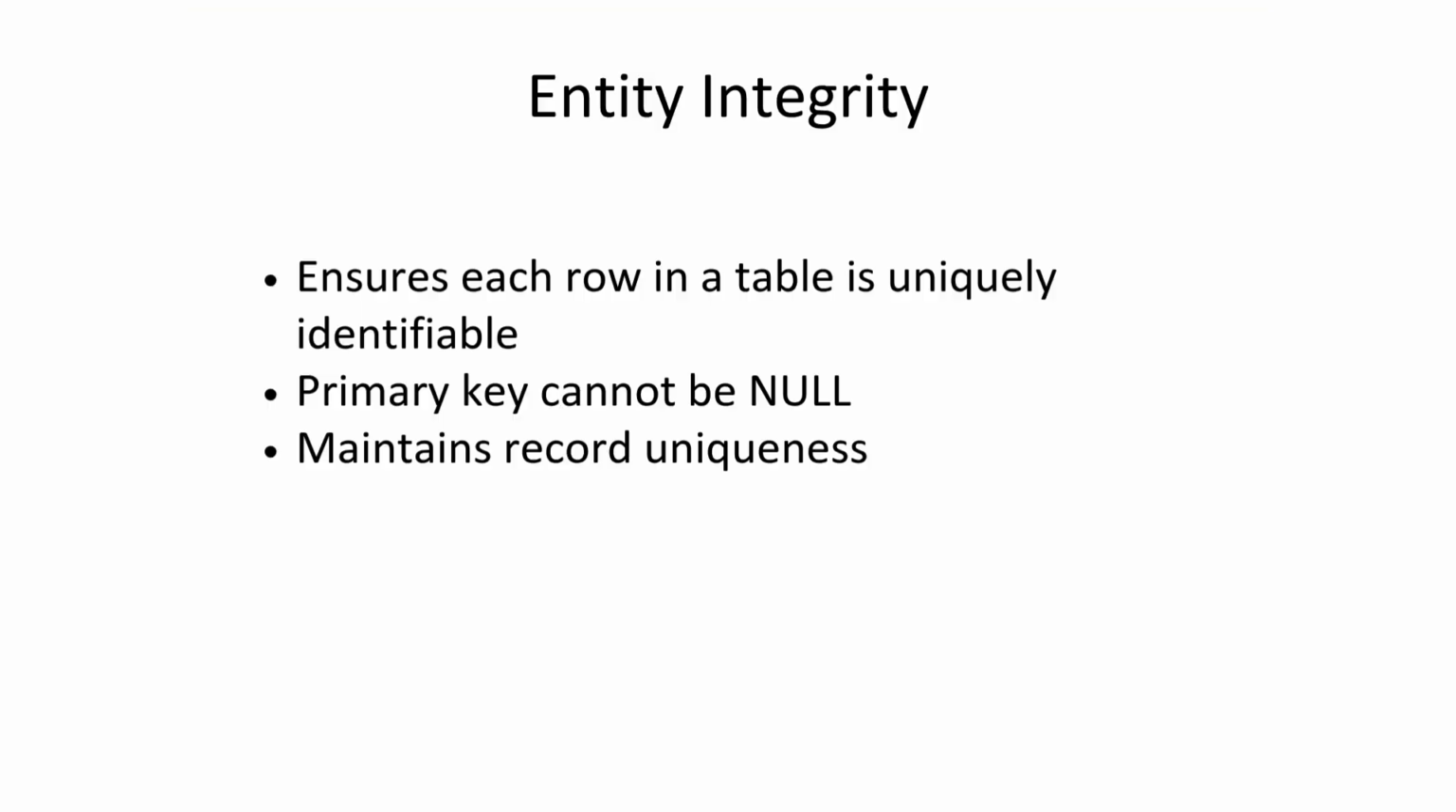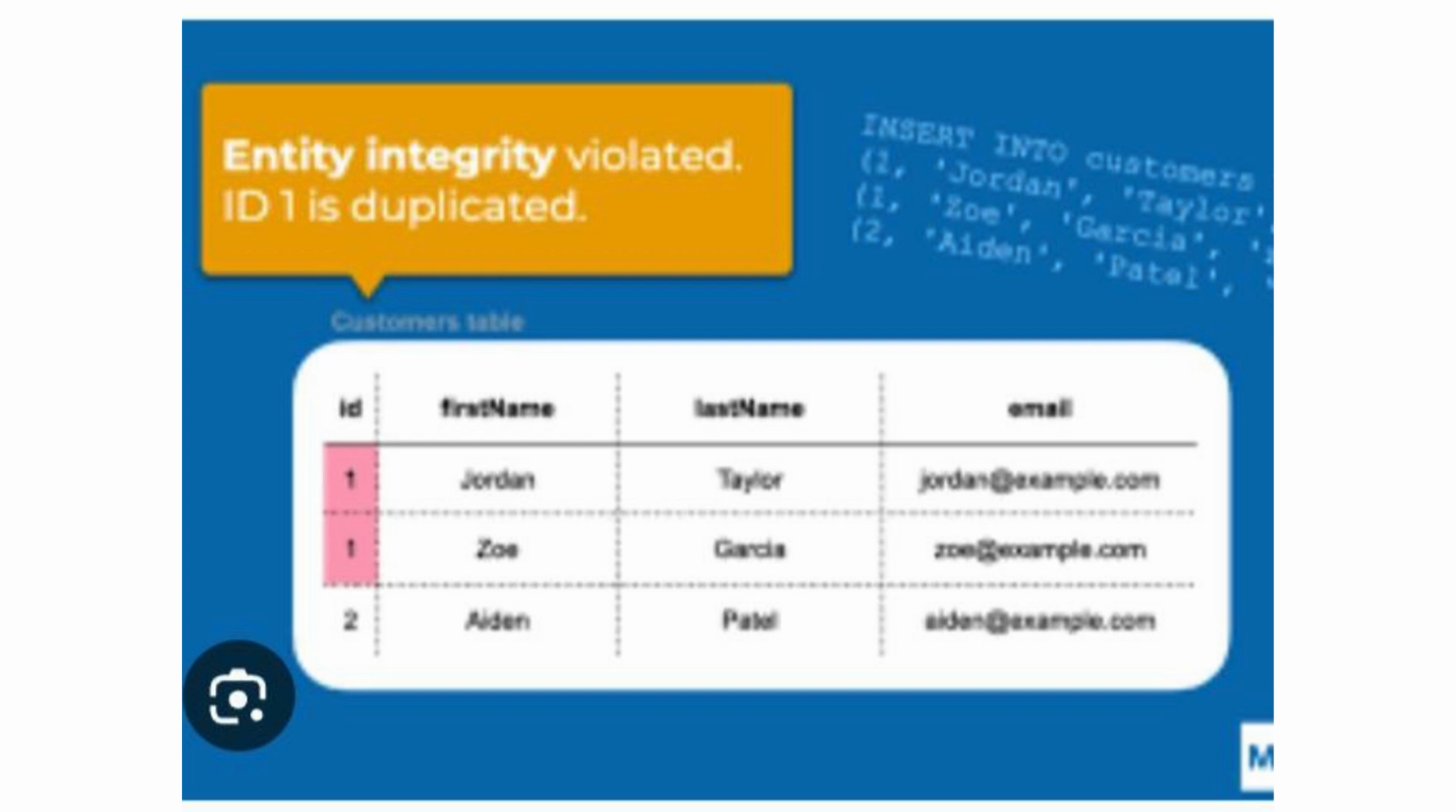Entity integrity. Entity integrity is about making sure that each row in a table is uniquely identifiable. This is achieved through the primary key. A primary key must never be null, and every value must be unique. Without entity integrity, we could end up with duplicate or ambiguous records, which leads to confusion and unreliable queries.